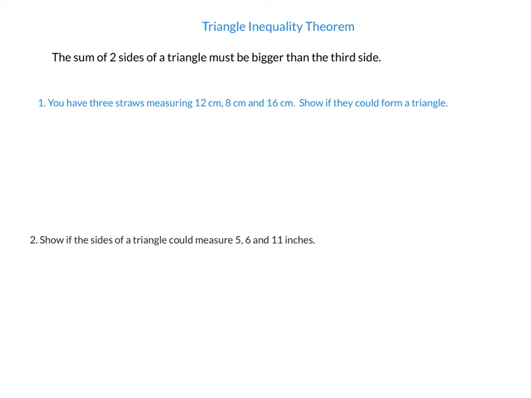And basically this property or theorem tells us that the sum, which means you're adding up two sides of a triangle, has to be bigger than that third side. So pick any two sides, add them up, make sure it's bigger than the third side. Pick two different sides, add them up, make sure it's bigger than the other third side. And you can kind of go through that.